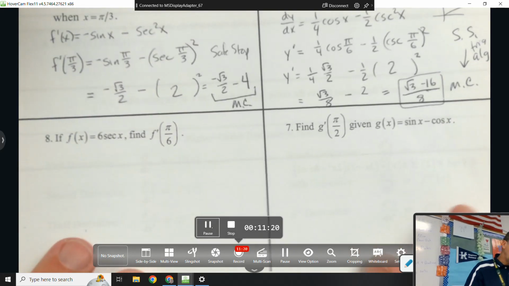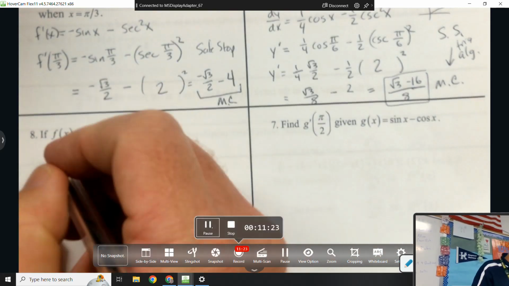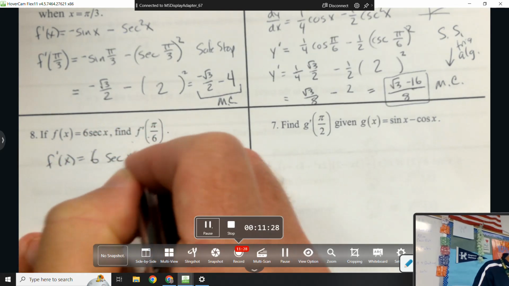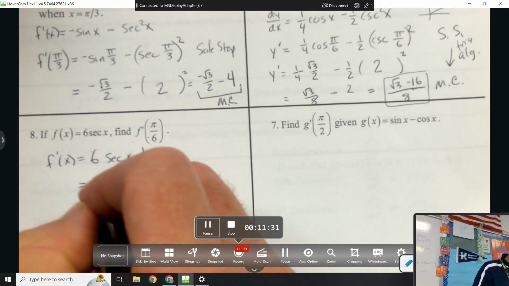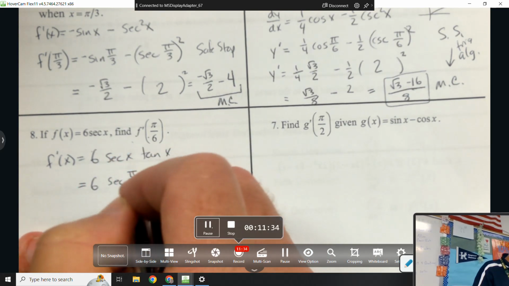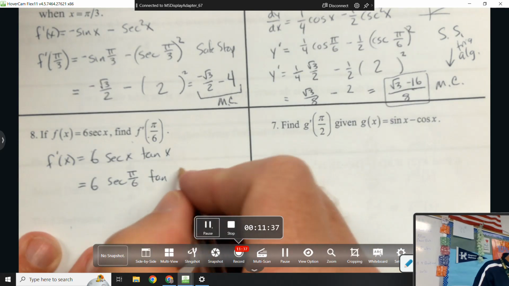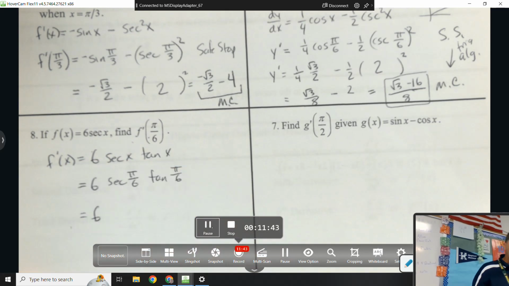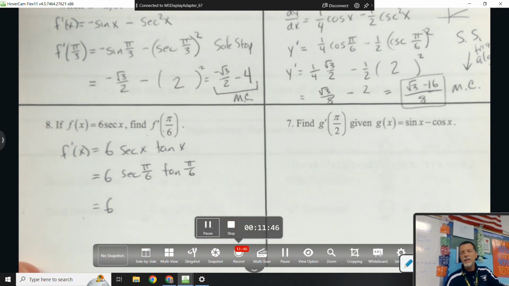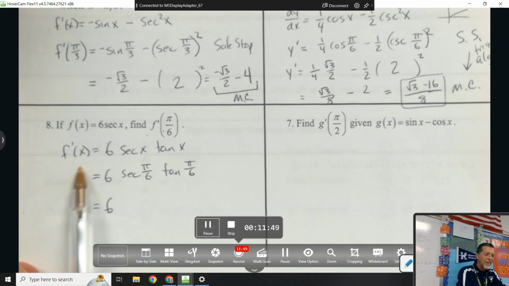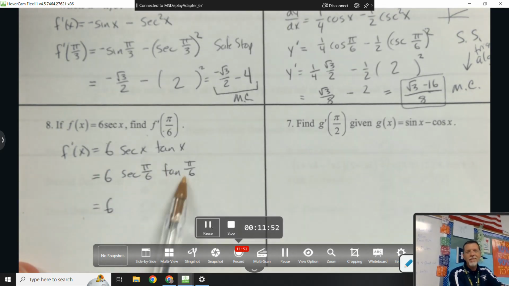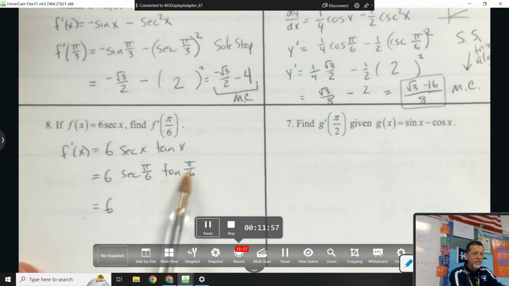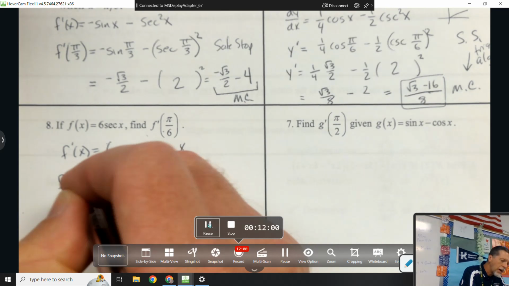Number 8, find the f prime at pi over 6. So this is kind of a straightforward one. Derivative of secant is secant tangent at pi over 6. Oops, I keep making this mistake, and I need to clean up my act on this kind of thing. What I've written isn't wrong, but what I've implied is f prime is equal to that, but f prime of x is not this. I need to say that this is f prime at pi over 6.